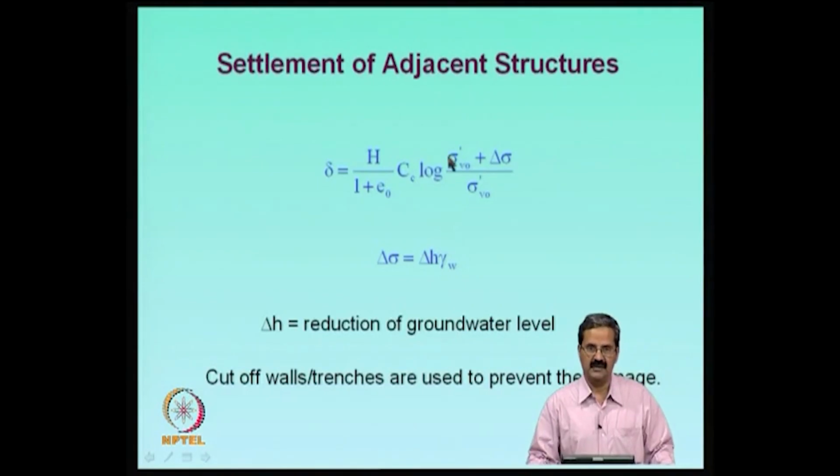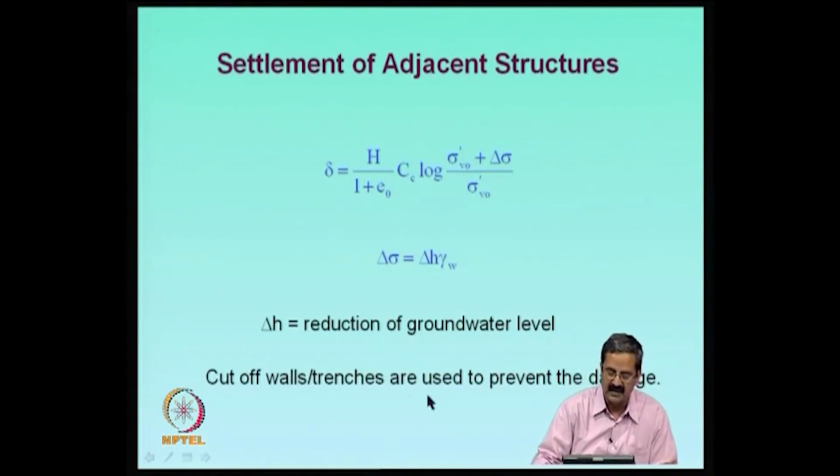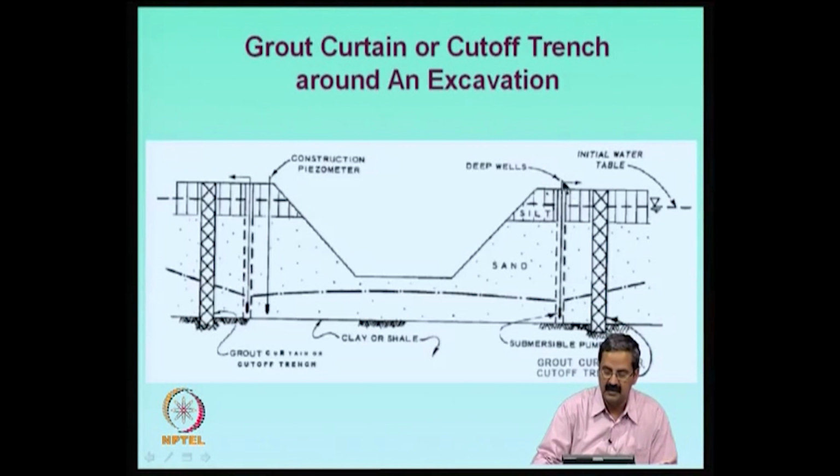This is the way that we calculate the different settlements, which we already know about, and sometimes we use cut-off walls and trenches to prevent the damage. For example, you are trying to have a dewatering system here, a deep well here, and you have lowered the water level from the top level to this point. It is always better to have some sort of cut-off trenches also, because the cut-off trenches or cut-off grout curtains, as we call them, are a little more impermeable compared to this soil.